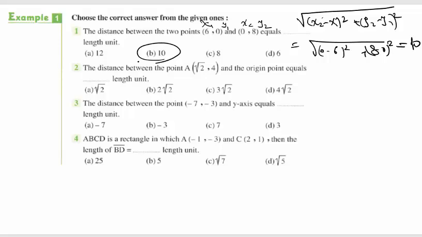Very important note here. When you are finding the distance between 2 points, this distance should be positive, because I can't find any distance with a negative value. Okay, again, let's apply for another question.